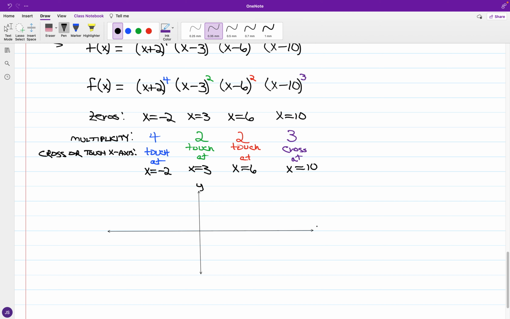Again, we have the XY coordinate system. Again, I'm not going to draw this according to scale, but just key locations. Okay, so you have x at -2, and we have x at 3, and we have x at 6, and also we have x at 10.